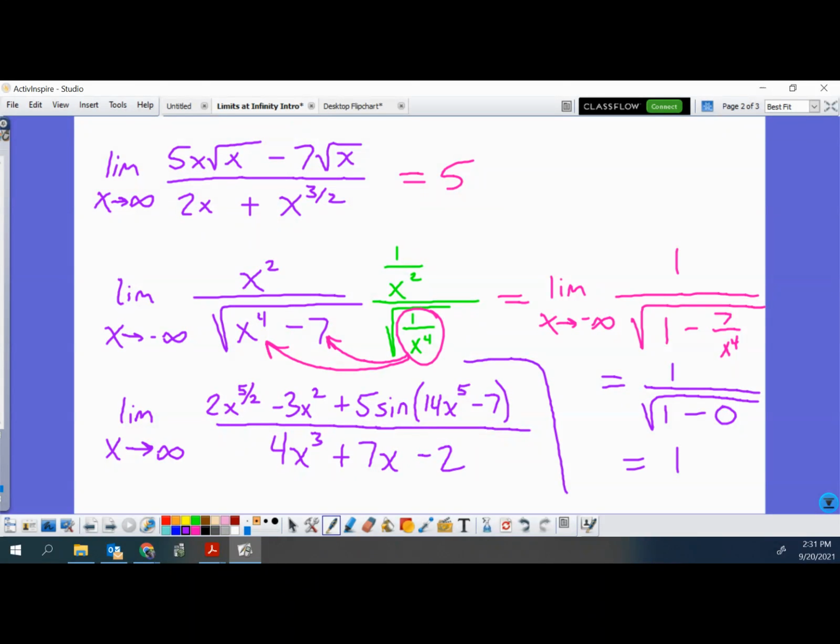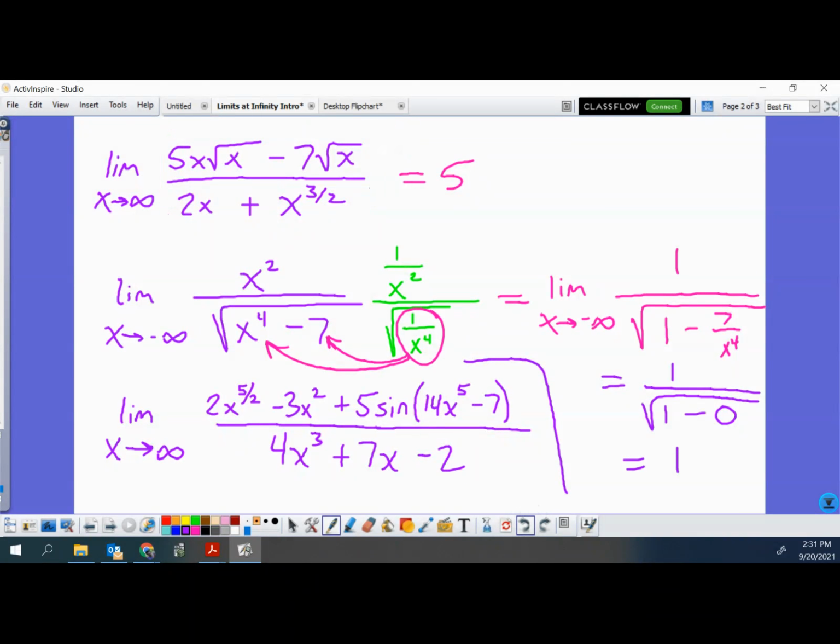You can do the same trick up here. I won't go through it all, but if you multiply the top and bottom of this by 1 over, let's just say x to the 3/2 power, you'll have the same thing happen. Here, they'll cancel out. You'll just get 5. Here, you'll get 7 over x. As x gets really big, that goes to 0. Here, you'll get 2 over a square root of x, 2 over x to the 1/2. That'll approach 0. And here, you'll just get 1. And so you'll have 5 over 1, which is 5, same answer.